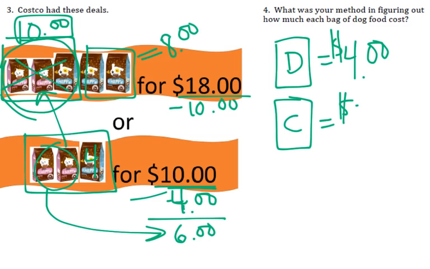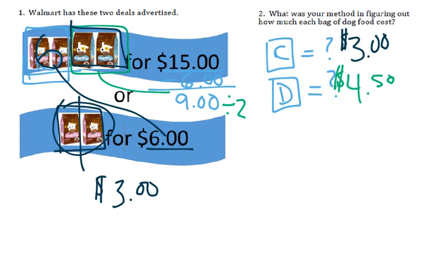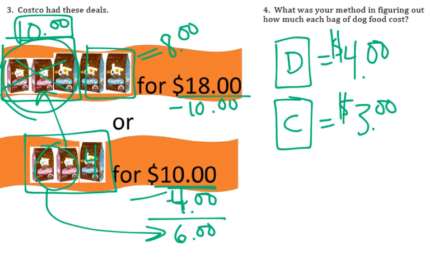So once again, 2 bags of cat food equals $6, so the cat food is actually the same amount of money as it was at Walmart. But the difference is in the dog food, right? So Costco would be a better deal than Walmart. So once again, we are using that concept of taking a piece, substituting what we know for something we don't know to figure out something else.